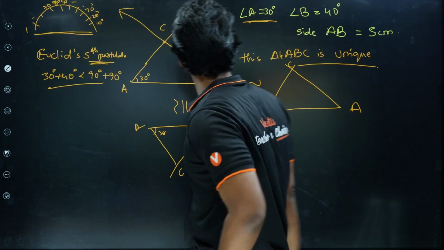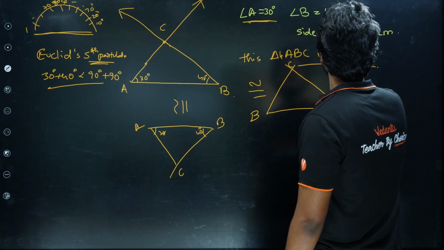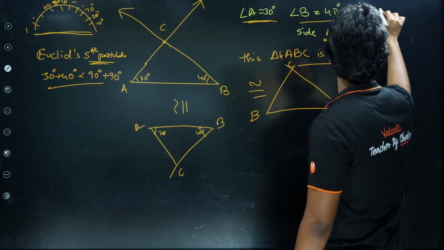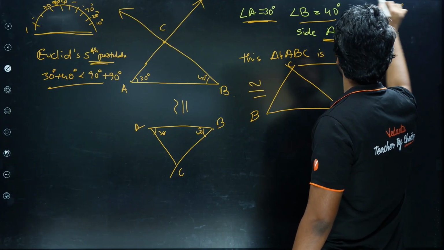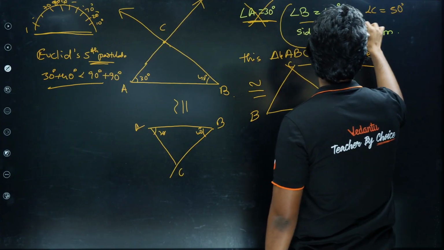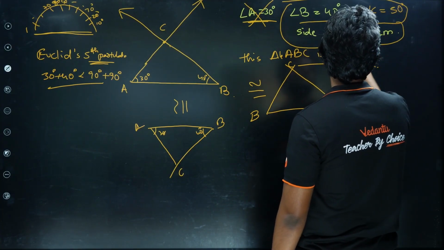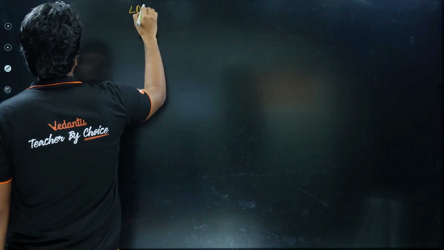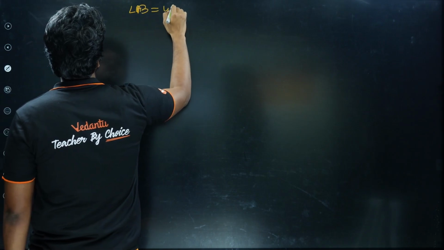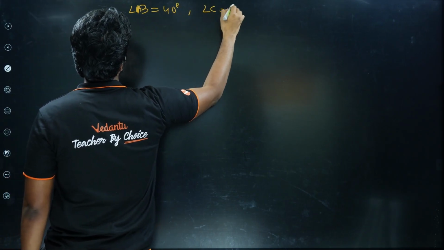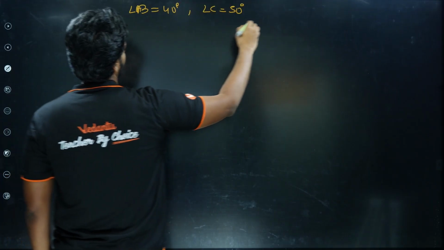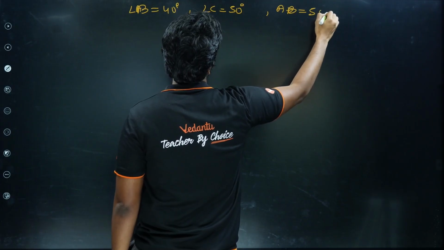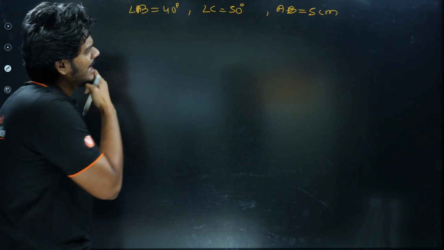So you have two angles and a side. One thing you must notice is that this AB and these angles are all adjacent. What happens if I have instead angle C equal to some 50 degrees and I don't have this? Suppose I have this information, right? Then what do we do? So I have angle B equal to 40 degrees, angle C equal to 50 degrees, and AB equal to 5 centimeters again. So what can we do?